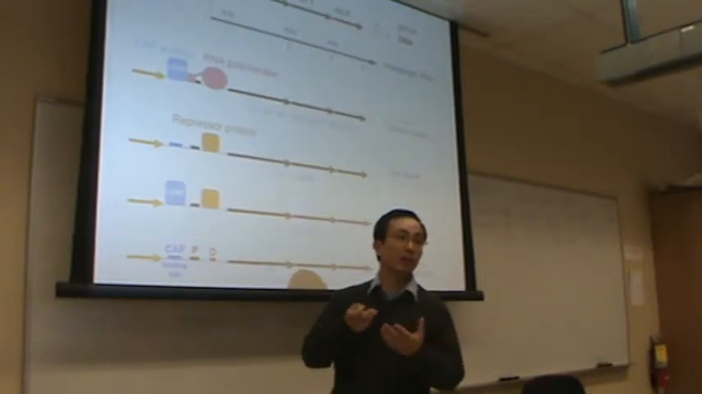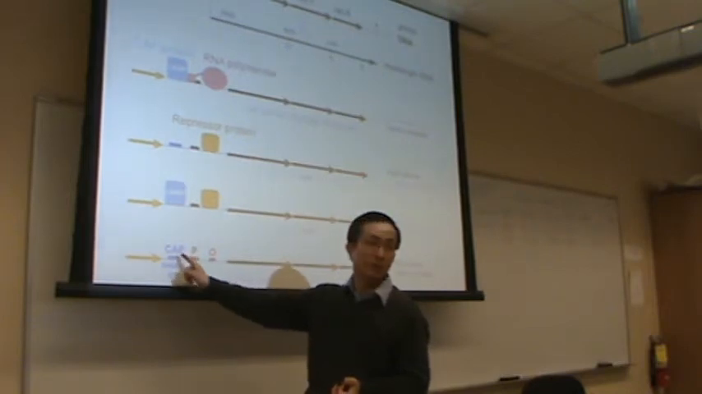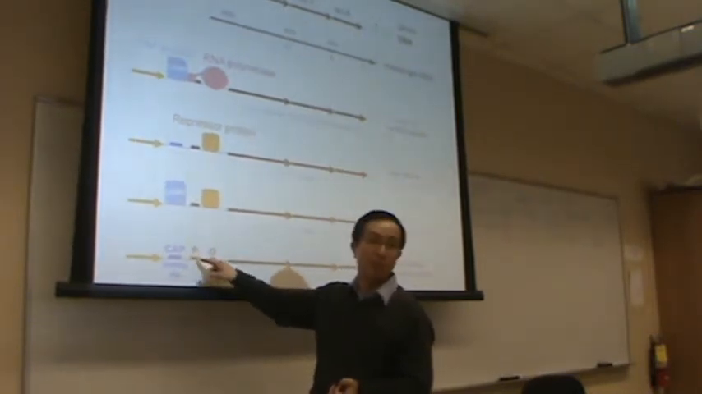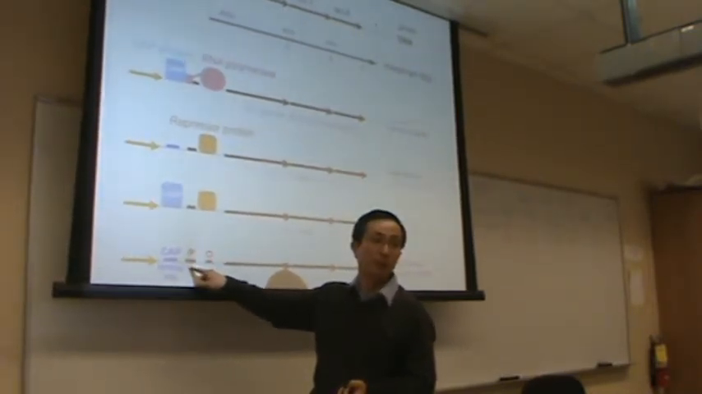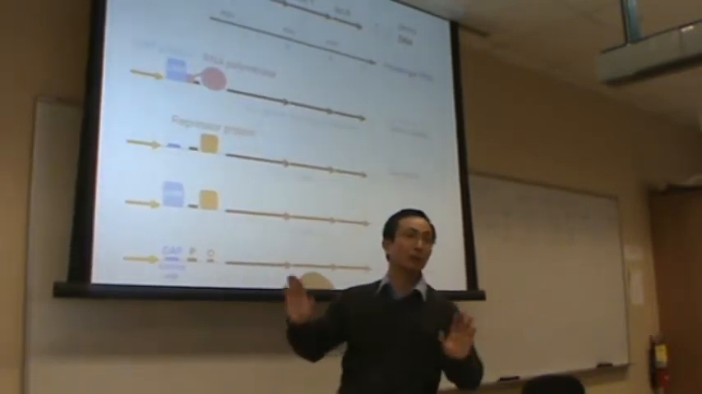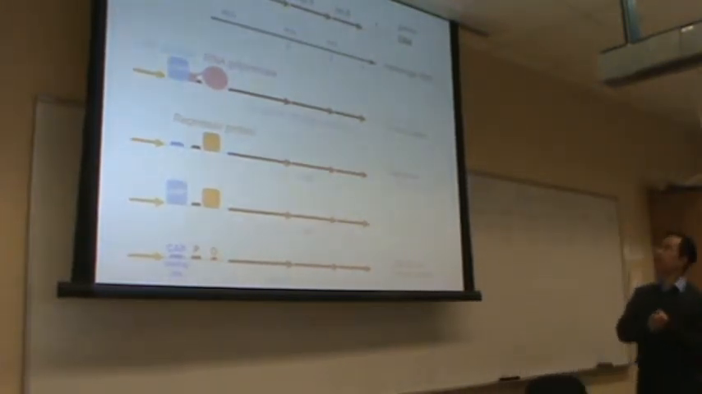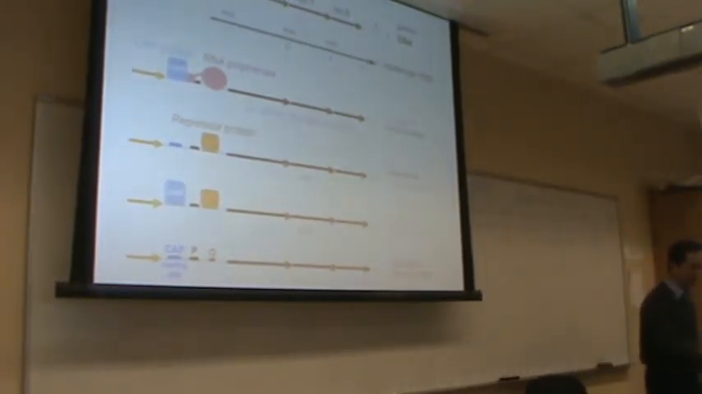If the cAMP is low, CAP doesn't bind to the CAP site, and RNA polymerase will not bind to the promoter. So the gene will always be shut off. In fact, that's a very good question. That's the next question.